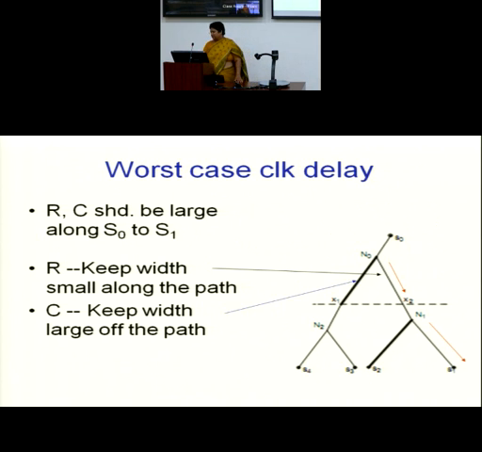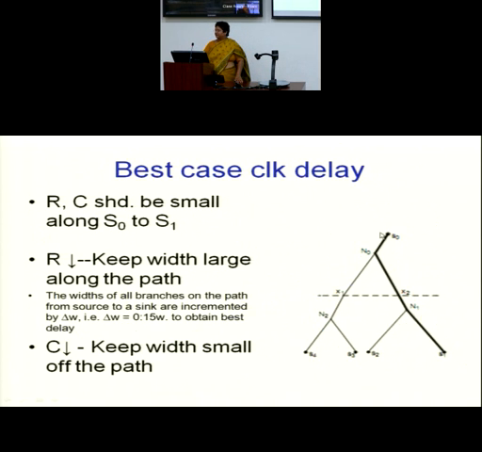For best case, I will do the reverse. I will make this wire thick over here and all other wires thin over here. Repeat the same process and find out your best delay arriving at S1. Now do this for S2. Do this for S3. Do this for S4. Now to find the worst case skew between the two destinations, I have to choose the best here and the worst here and subtract the two. Do this for every pair of destination.